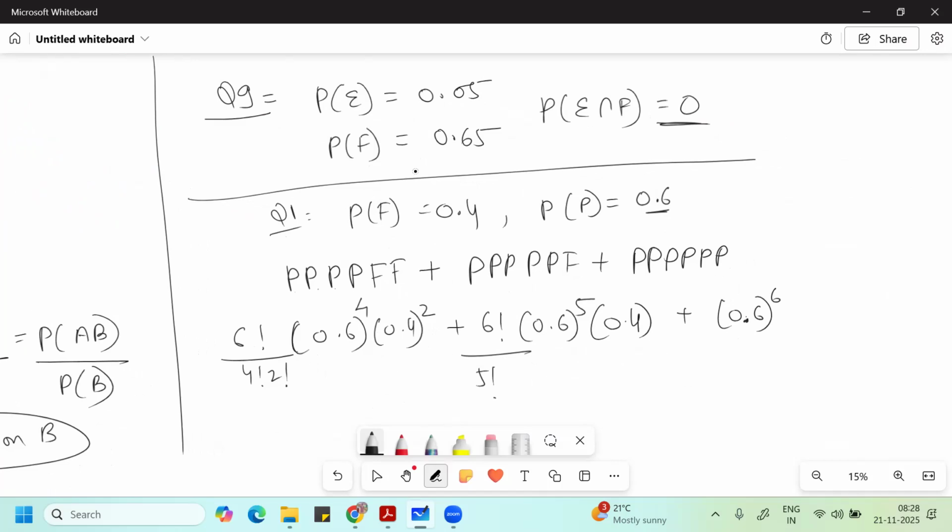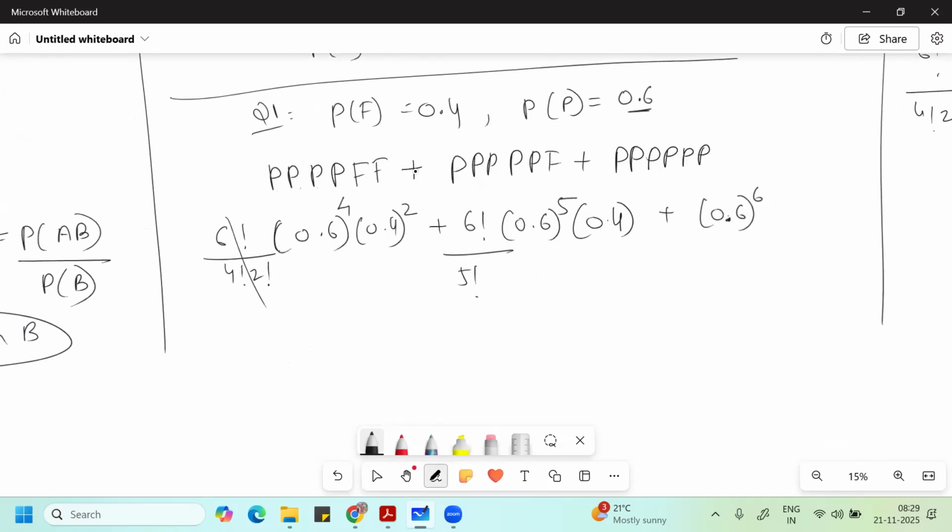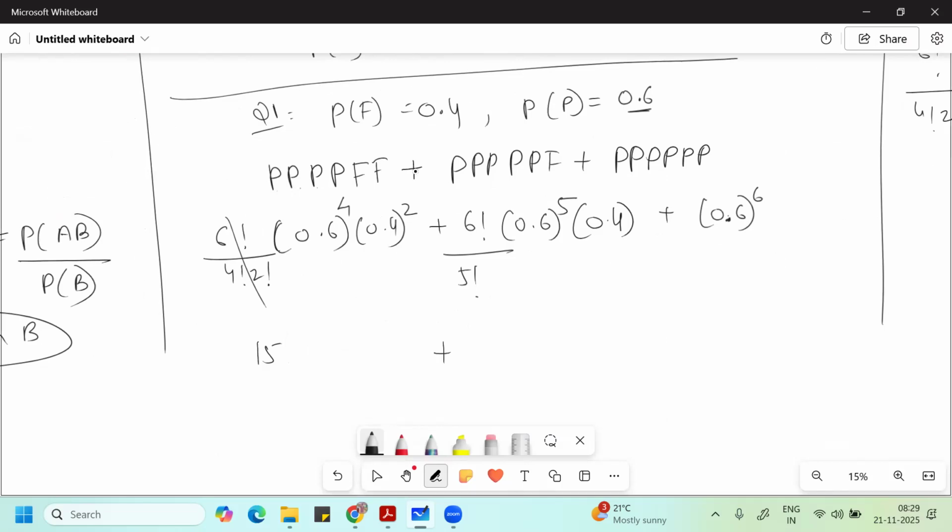So you just need to solve this. You can use a calculator. So this is nothing but 6. If I ask you about 6 factorial by 4 factorial 2 factorial, this is 6 into 5 into 4 factorial by 2 into 4 factorial. This gets cancelled. This is 3 into 5, which is 15. This is 15 into 0.6 to the power 6, and this would be 6 into 5 factorial by 5 factorial.